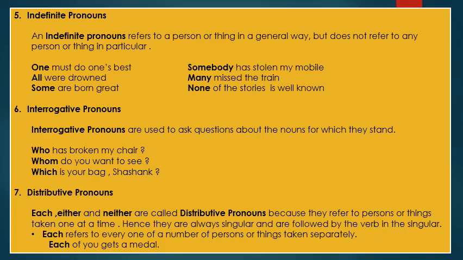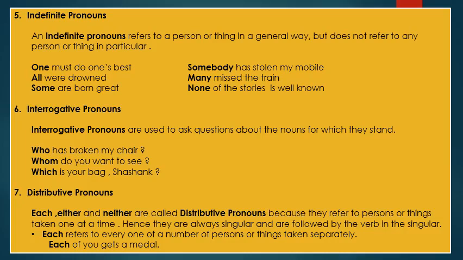Number 6, interrogative pronoun. Interrogative pronouns are used to ask questions about the noun for which they stand. Always remember which and what are called interrogative adjectives when they are used with nouns. Which book are you reading? Here, book is used with which. So, book is a noun. So, that's why it is an interrogative adjective.